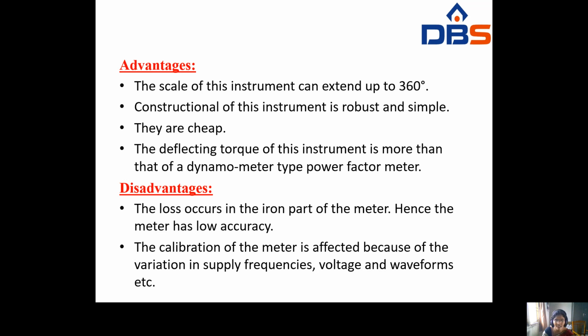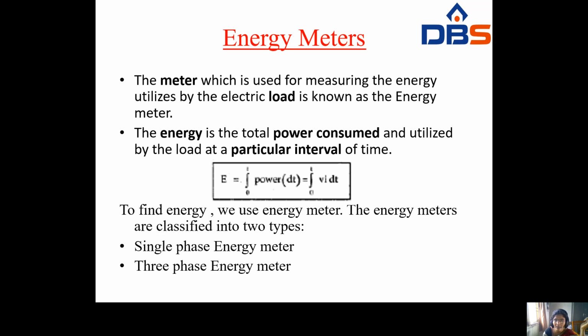Disadvantages: the loss occurs in the iron part of the meter. Here the loss occurs in the iron pieces, hence the meter has low accuracy. Whenever losses occur, the efficiency of the meter decreases, so that's why it indicates low accuracy. The calibration of the meter is affected because of variations in the supply frequency, voltage and waveform. So these are the advantages and disadvantages of the alternating field type power factor meters.